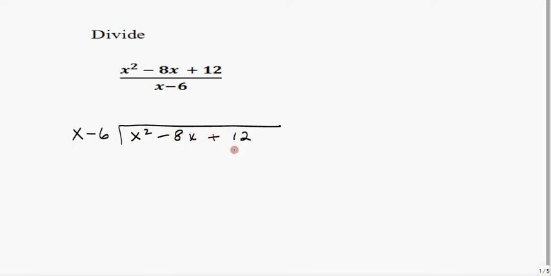plus 12. Right, now what we do is we take the first term here, this x, and divide it into that term. So we take, in other words, x squared and divide it by x. Then whatever that result is, and of course in this case x squared divided by x is x, whatever that result is, we put it right on top of the x squared. And then we multiply this x times x minus 6.